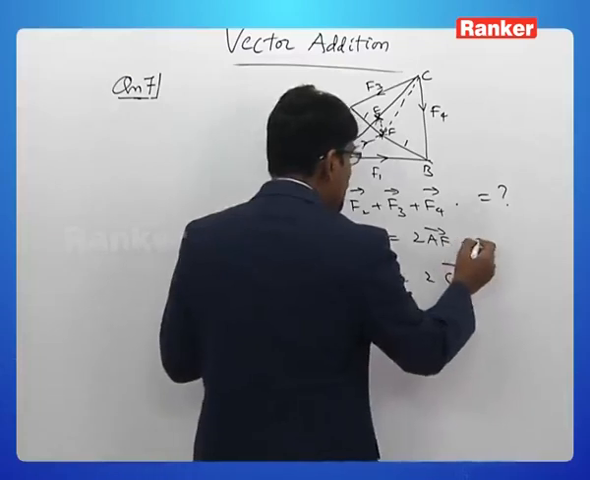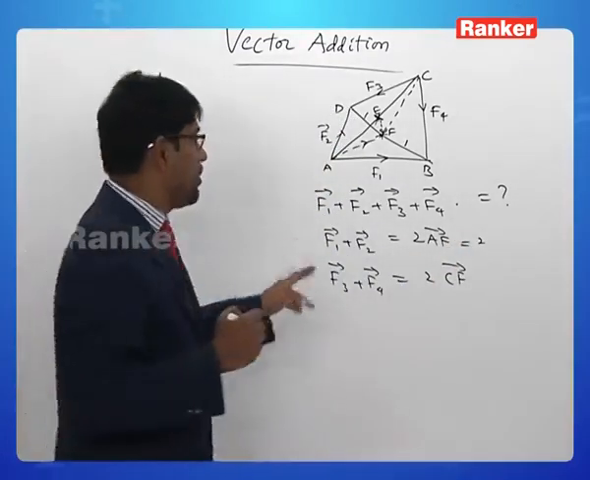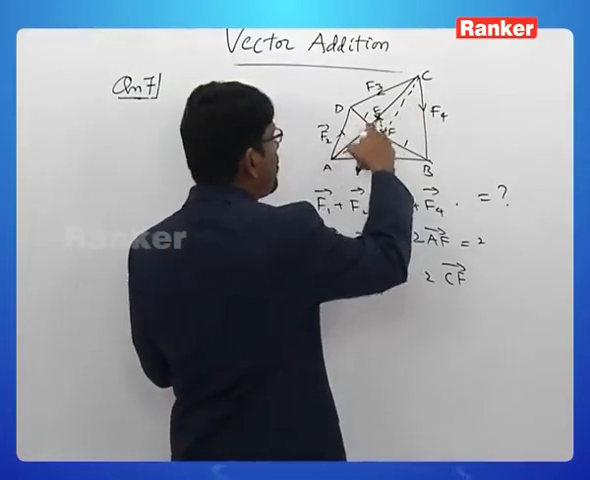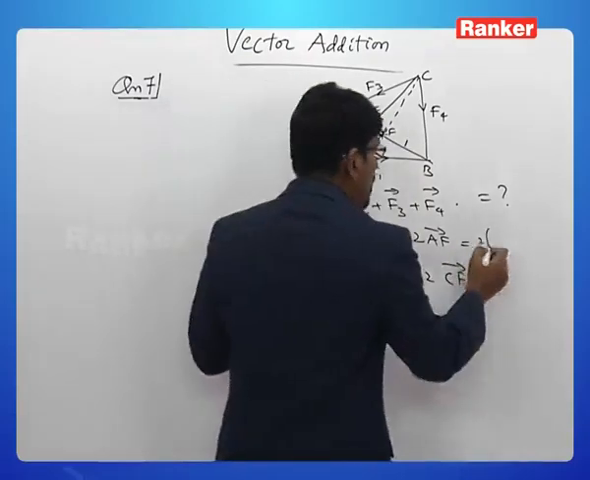Observe that I have to involve E and F now. So how do I involve E and F? This vector AF can be written as AE plus EF.